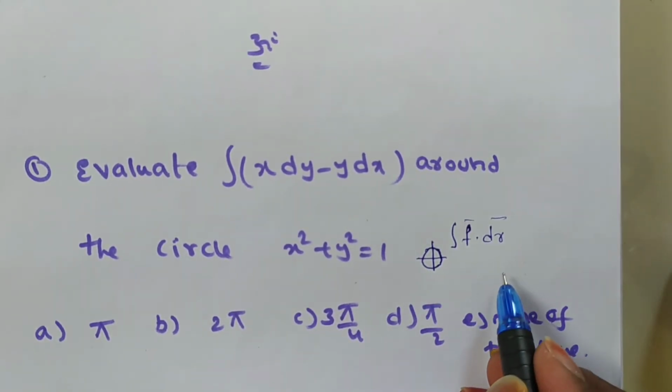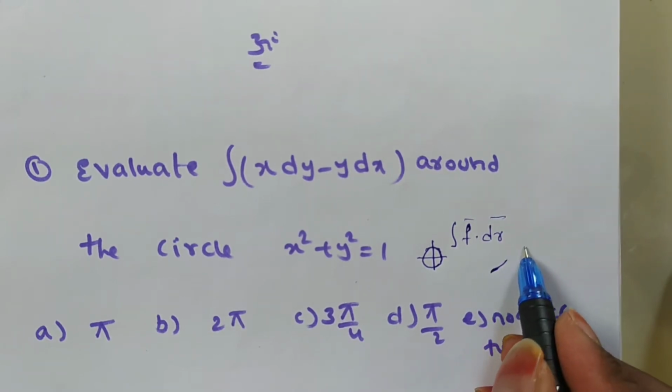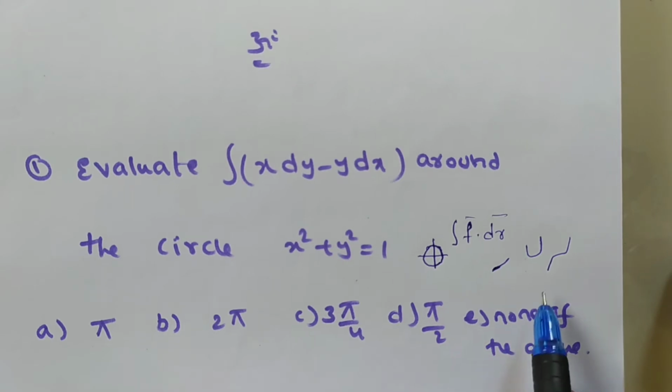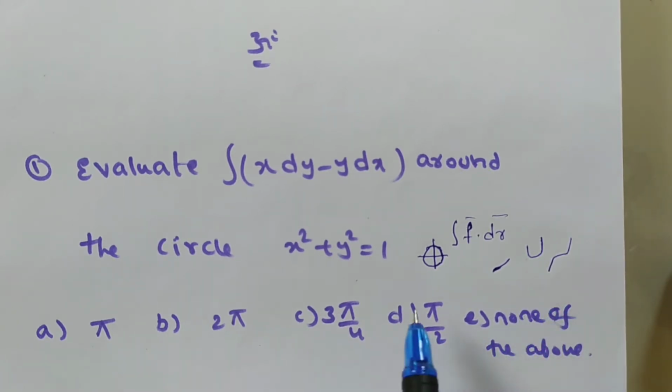Till now we have discussed only a straight line, or else y is equal to x square parabola, or y is equal to x cube. That is nothing but simple and open curves, not closed curves. But here we are discussing a closed curve. Now you have to solve this problem and answer either A, B, C, D or E. To solve this you require basic knowledge, and now I am going to give that knowledge.